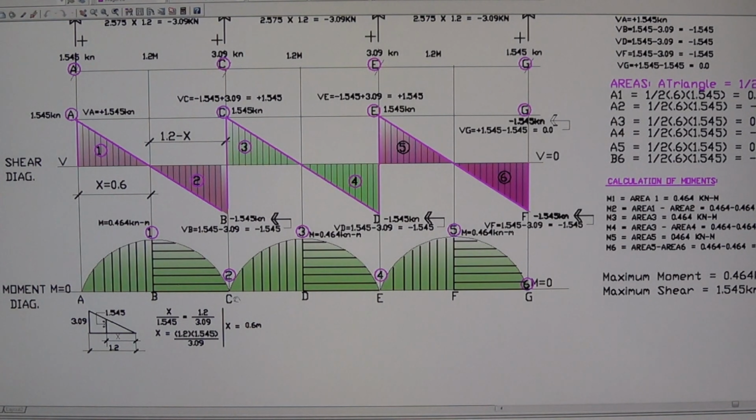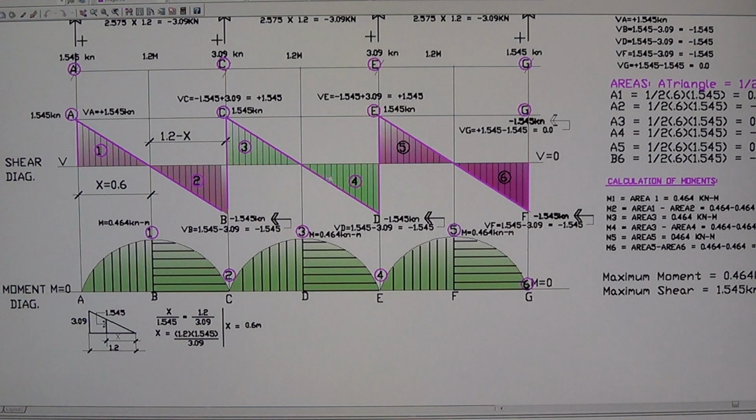And from C, where you left off zero moment, you draw a second degree line to moment 3. That is the curve again. Alright, now you got it there. Moment number 3 is positive 0.464.